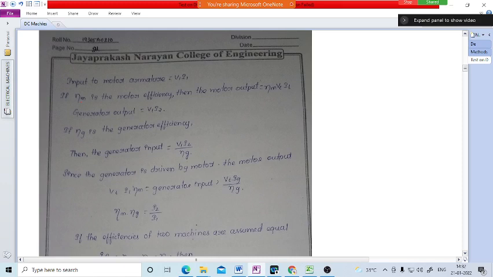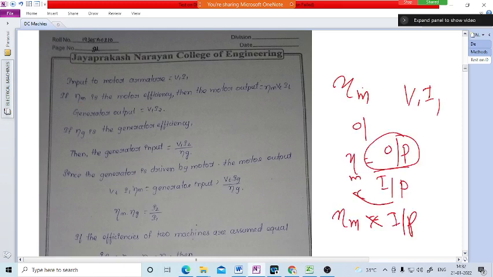The generator output we give as the motor input. For that, the generator input is equal to V1 I2 by generator efficiency. Since the generator is driven by the motor, the generator's input is the motor's output, the mechanical power. From that we get this equation, the efficiency of the motor and the efficiency of the generator, I2 by I1.